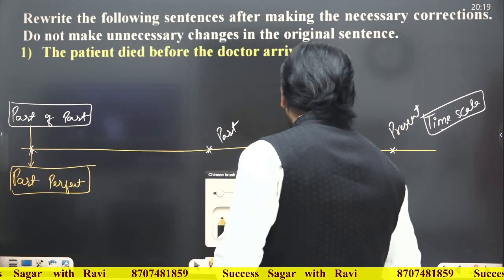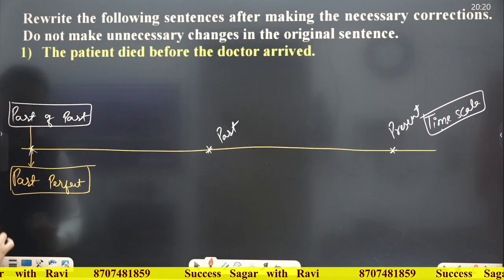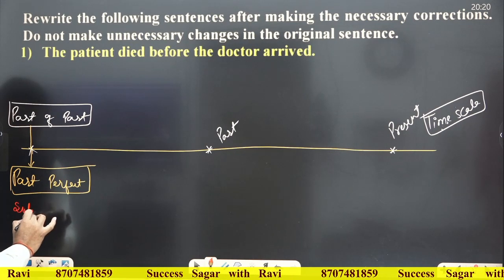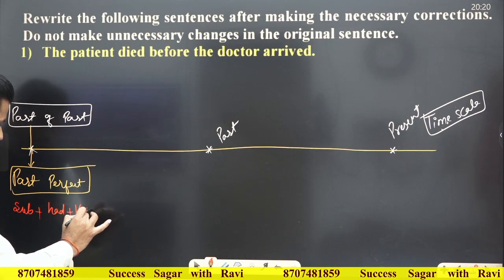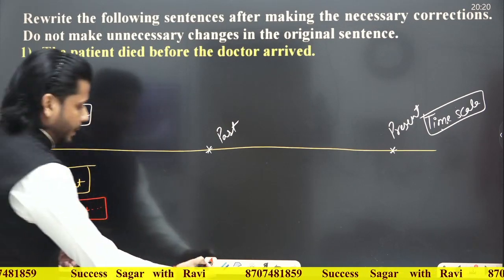What is the structure of past perfect tense? That's very easy to learn. You must be aware of it, the structure of past perfect tense. You must have studied the concept in class 10th. Subject, had, followed by third form of the verb and then other words. This is the very simple structure of past perfect tense.